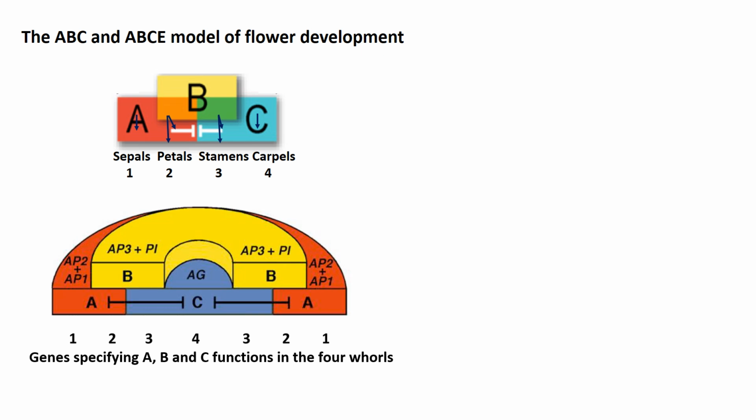This layout was represented as a model called the ABC model of flower development. The Class A genes are expressed in the outer two whorls and include AP1 and AP2, which are required for the formation of sepals and petals. The Class B genes are expressed in the second and third whorl and include AP3 and pistillata, which play a role in petal and stamen development. The Class C gene is agamous, which is expressed in the third and fourth whorl and is required for the development of stamens and carpel.